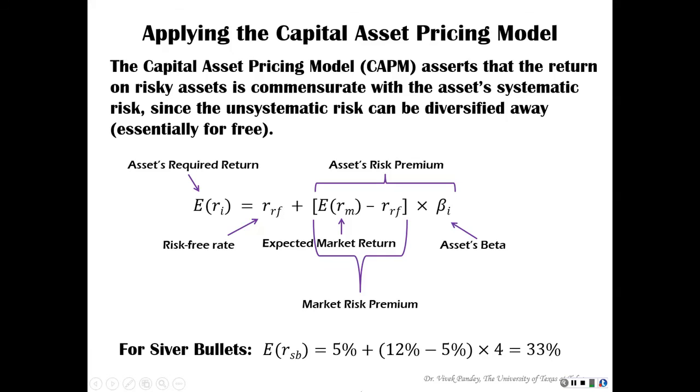So for the Silver Bullet stock, we were given these values, right? The risk-free rate is 5%. The return on the market portfolio is 12%.